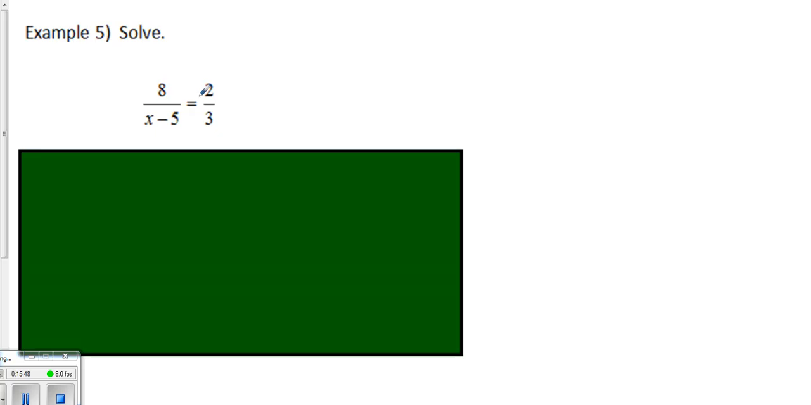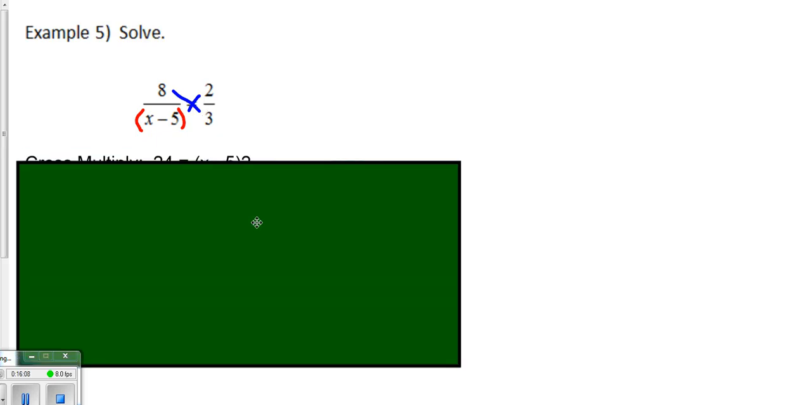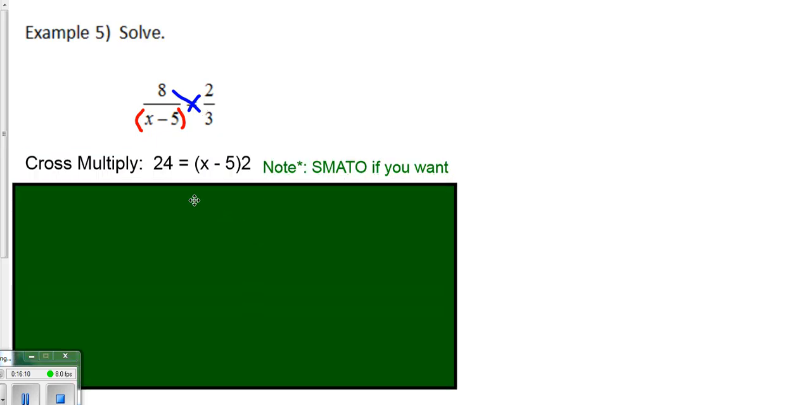And we have one more proportion here. 8 over x minus 5 equals 2 over 3. Two fractions set equal to each other, so we can cross multiply. Again, remember, since 2 is being multiplied by all of this, we need to think of it as all one big piece in parentheses underneath the 8. So after cross multiplying, this is what it looks like. 8 times 3 is 24. X minus 5 times 2 looks like this, x minus 5 times 2.